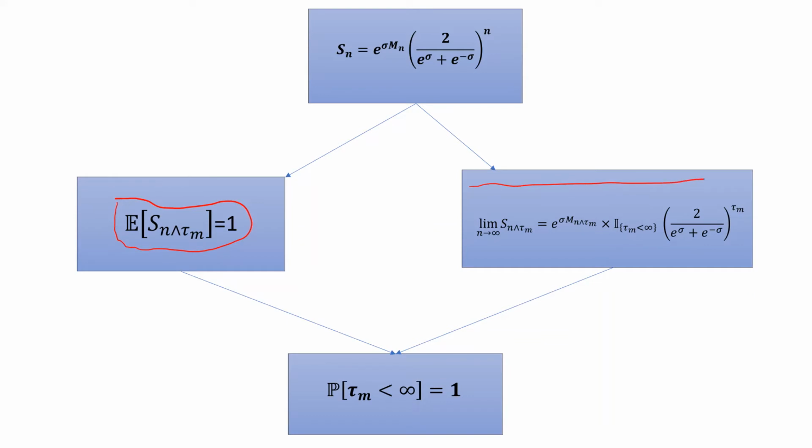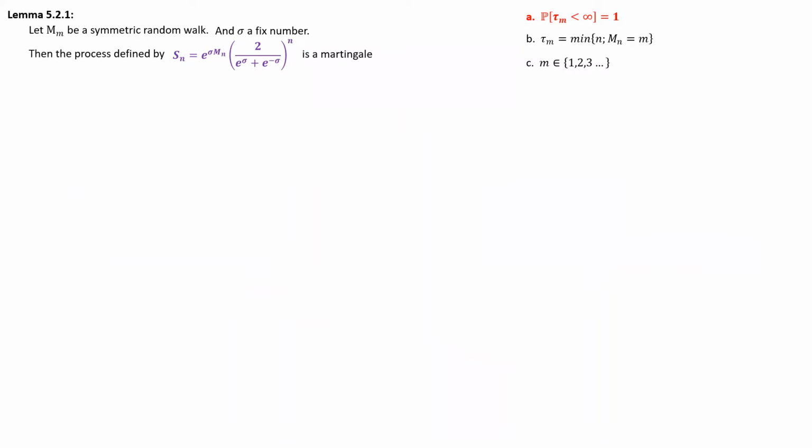So let's now move to the second part, where we're trying to find the limit as n tends to plus infinity of this frozen, stopped process at time tau m. Let's consider this limit when n tends to plus infinity of the stopped process Sn. We have defined the stochastic process Sn here.